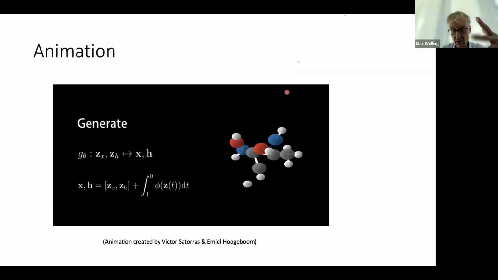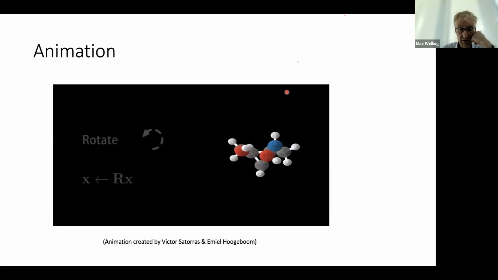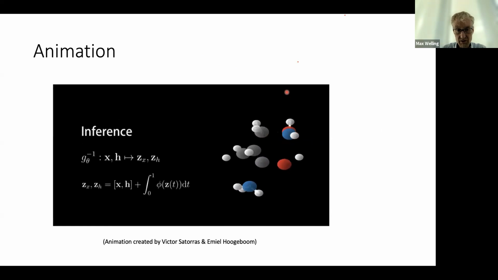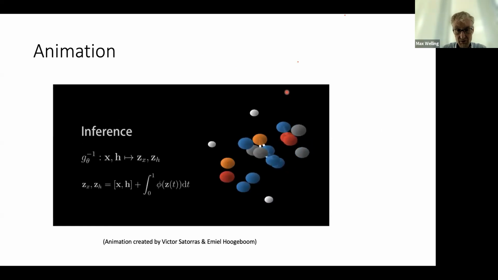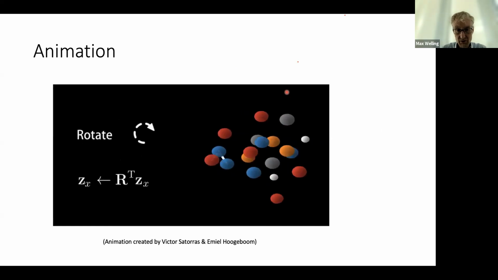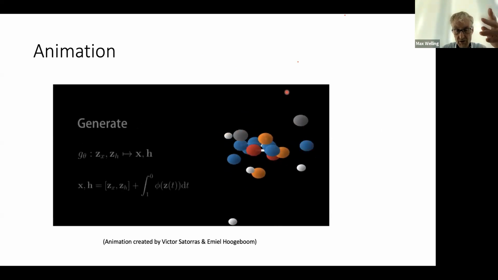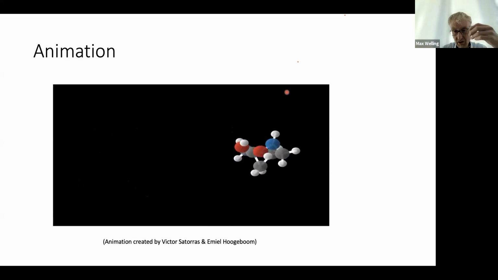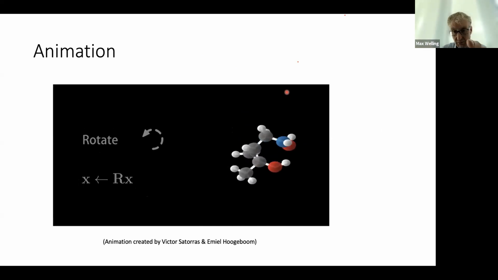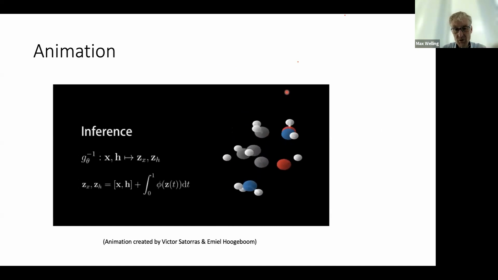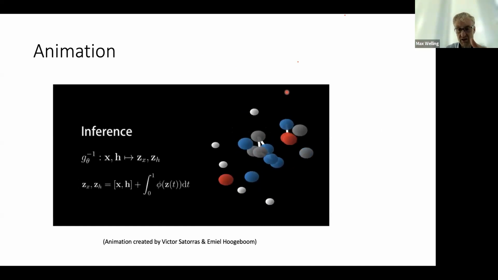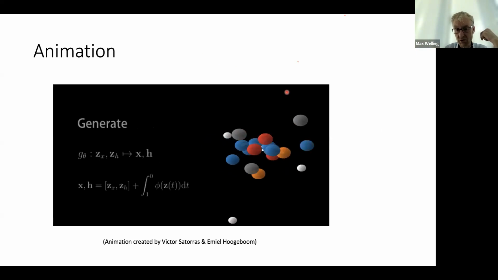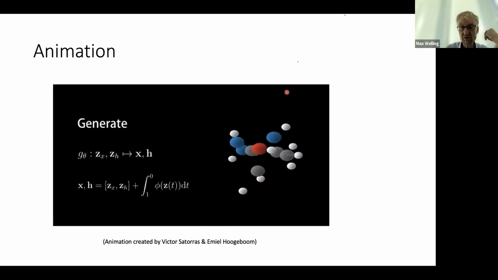If you put all that together and train it on a large data set, here's what you get. Let me try to start from the beginning. You start from a random bunch of points generated from a Gaussian, and then the flow model in the generative direction assembles that into a nice molecule. And then the inference direction goes in the opposite direction, which puts it back into the original latent space.